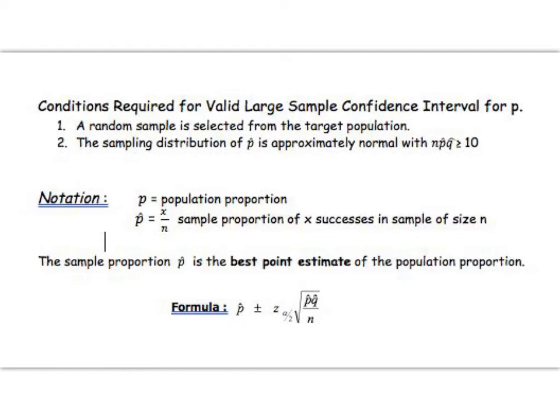There are a couple of conditions required in order to have a valid large sample confidence interval for a proportion. First of all, our sample needs to be random and it has to be from the target population. The second thing is that our sampling distribution of our estimated proportion, p hat, is approximately normal, and it has to satisfy the following condition: n times p hat times q hat has to be greater than or equal to 10.